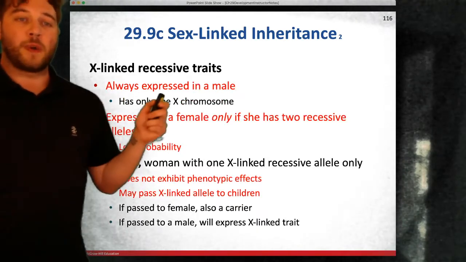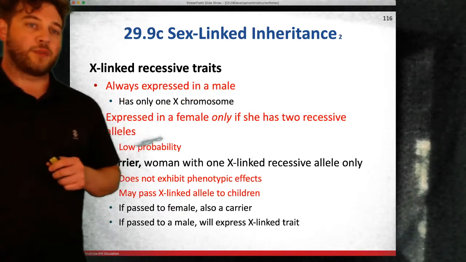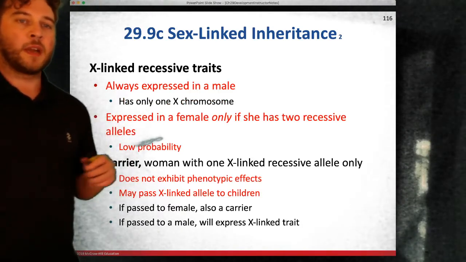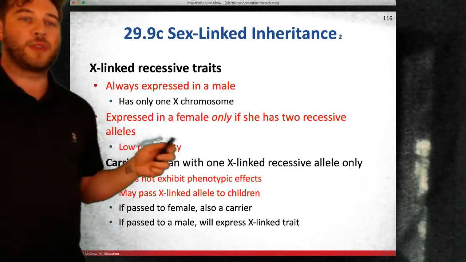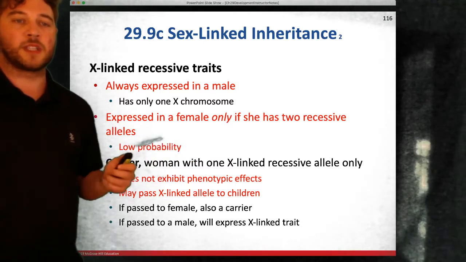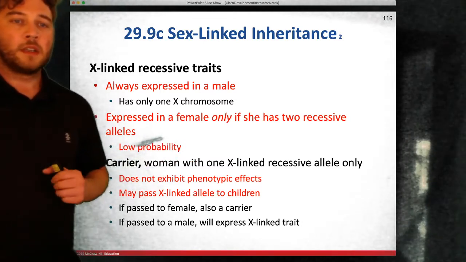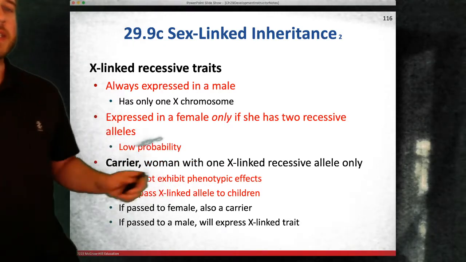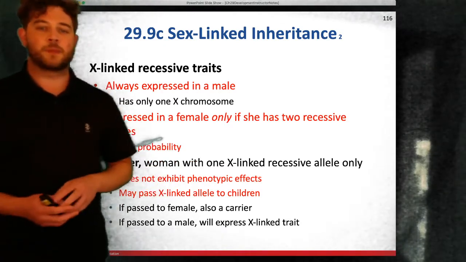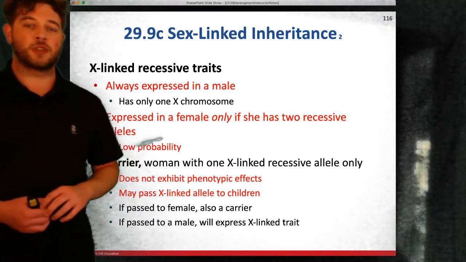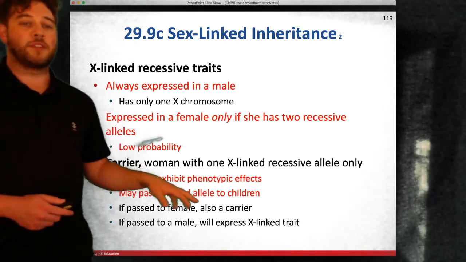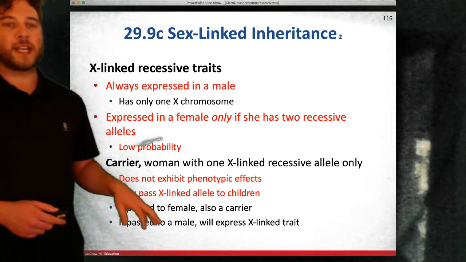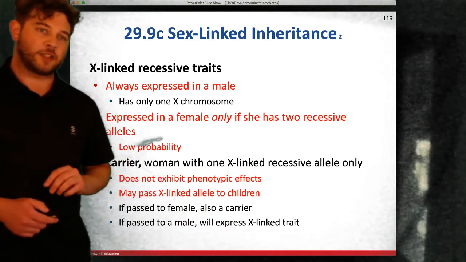X-linked traits are always expressed in a male because they only have one X chromosome. They're only expressed in a female if she has two recessive alleles, which is a pretty low probability. A carrier is a woman with one X-linked recessive allele who doesn't exhibit the phenotypic effects but can pass that X-linked allele to her children. If passed to a female, she also becomes a carrier. If passed to a male, he'll express that X-linked trait.